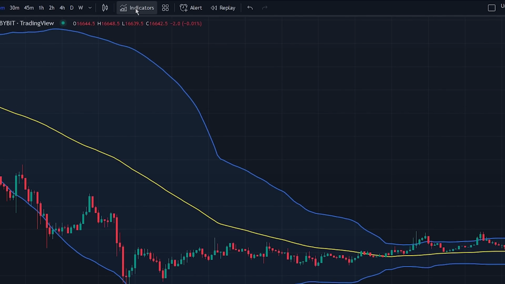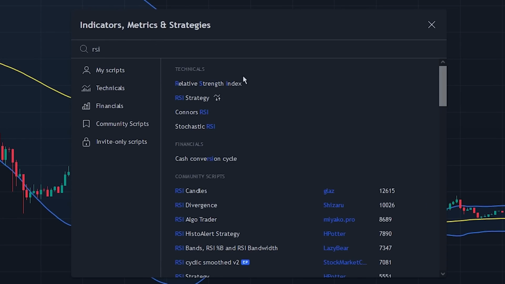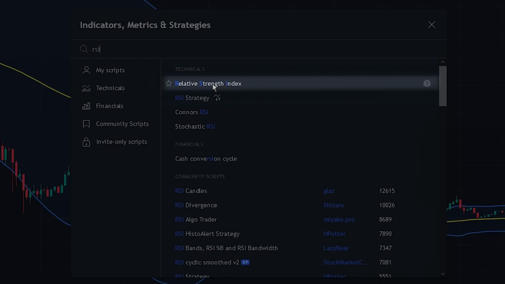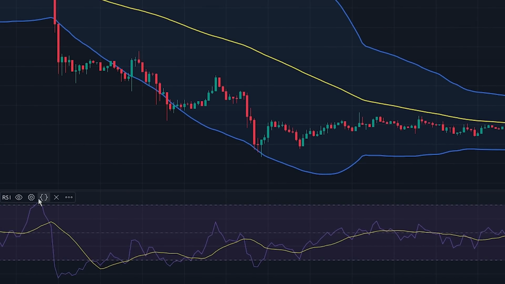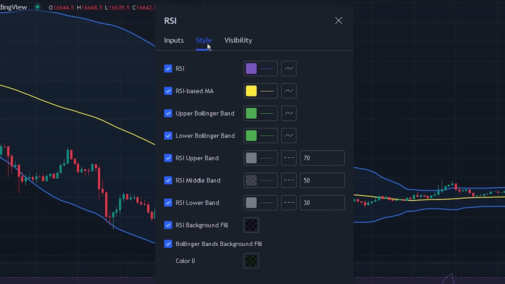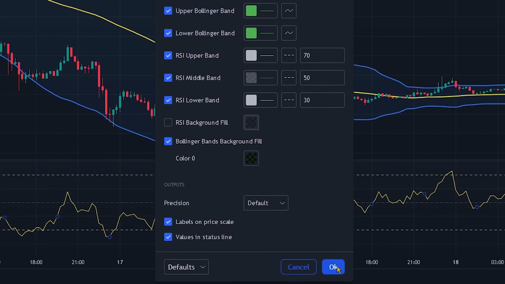Head over to the Indicator Search tab and search for the RSI indicator. Select the indicator made by TradingView and add it to the chart. Now navigate to the RSI indicator settings and click on the Style tab. First, we will uncheck the RSI moving average and the background fill. After that, we will change the colors of the lines to make them more visible. That was all that we needed to do.